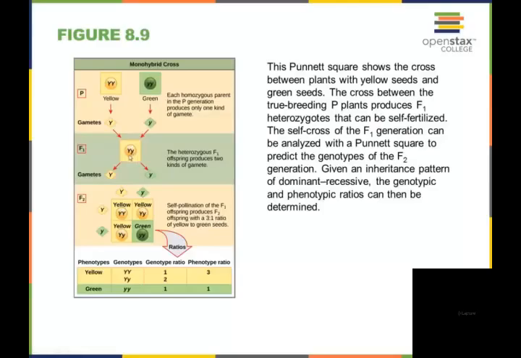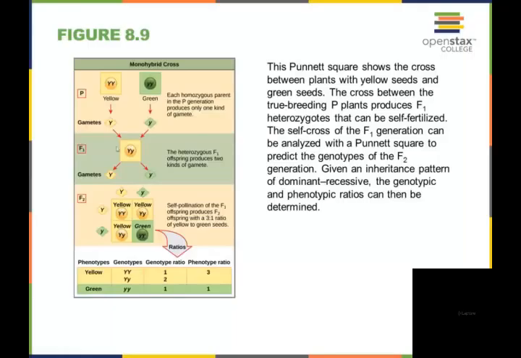So then when you self-pollinate this generation here, what you're going to get is a gamete that's one big Y, one small y. So when you create the Punnett square for these, here you're bringing two big Ys down into the square, one big Y, one small y, one big Y, one small y. All three of those will be yellow. Here you've got two green that are going to come down. So this is where you get the 3-to-1 ratio in the F2 generation.